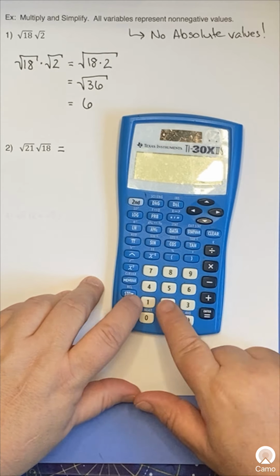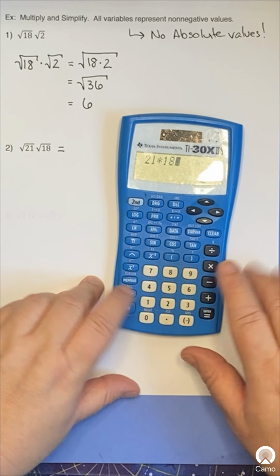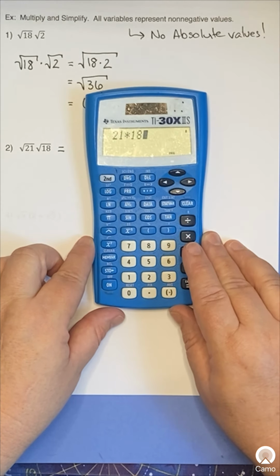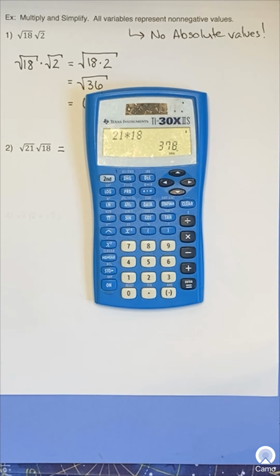21 times 18 is 378. Now I'm going to tell you that 378 is not a perfect square. I just know this because of practice. You could always check on my calculator.